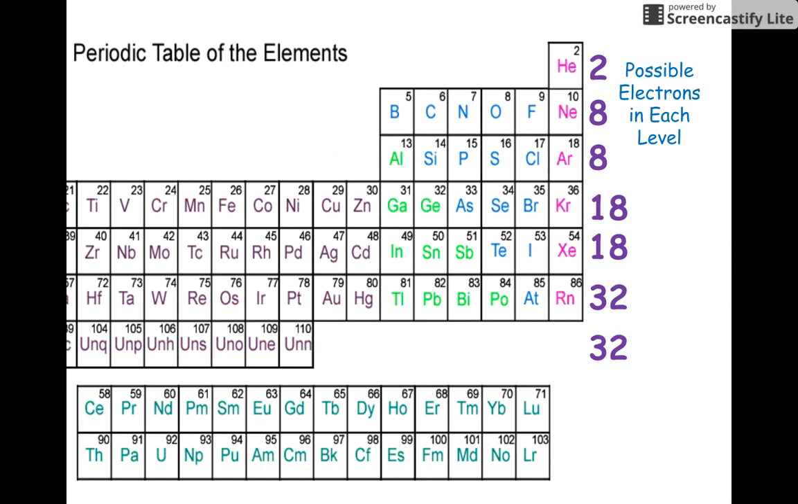Now, as we know, the first row is the first electron shell. The first electron shell can hold two electrons, the second one 8, the third one 8, the fourth one 18, the fifth one 18, the sixth one is 32, and the last one, the seventh one, is also 32.